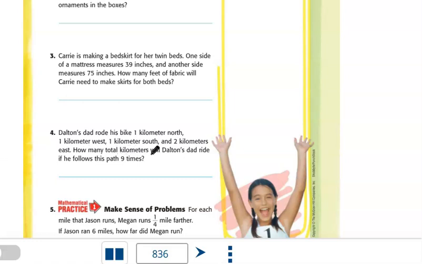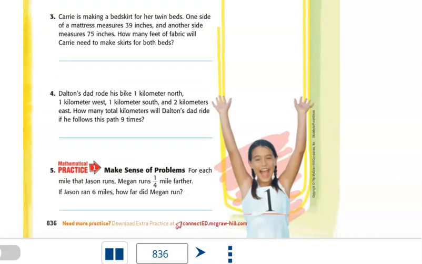For each mile that Jason runs, Megan runs a quarter mile farther. If Jason ran 6 miles, how far did Megan run? So if I were going to make a visual model of this, I would draw out 1, 2, 3, 4, 5, 6. And since Jason ran those 6, that means Megan ran 1 1/4 of each of these. And then I would use that to figure out what kind of operation I wanted to do in order to find the answer. Hopefully that helps you as well.